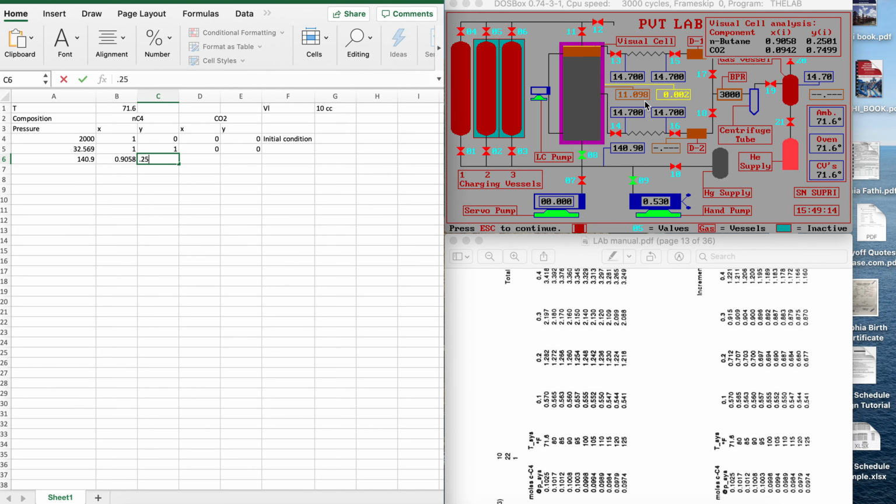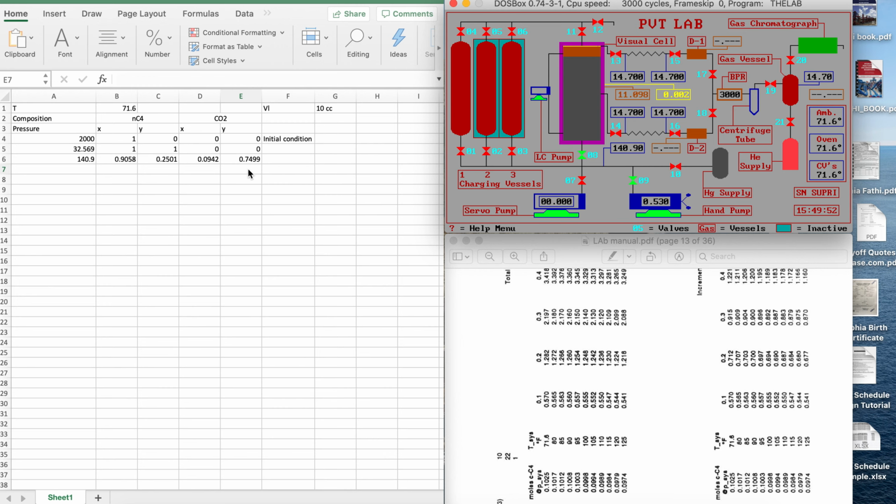0.2501. Okay. And I know the summation of the liquid compositions should add up to 1. The summation of gas composition should add up to 1. So this should be 1 minus the amount of this. And this should be 1 minus the amount of this. And if you can see, this is exactly the same. So 0.0942, 0.0749. So the summation of liquid composition should add up to 1. The summation of gas composition should add up to 1 as well. So I got my compositions. Okay. So I'm done with the second part.